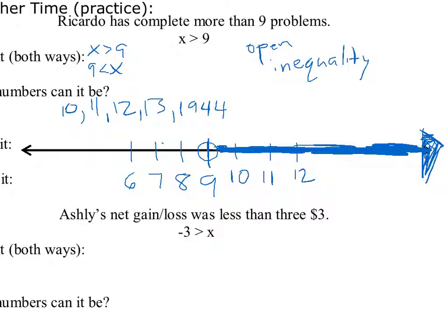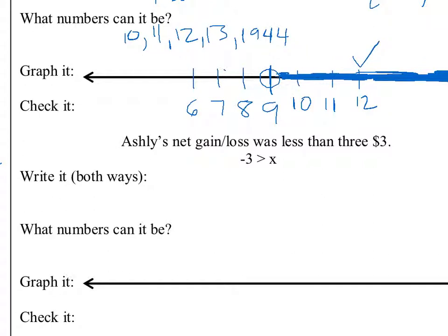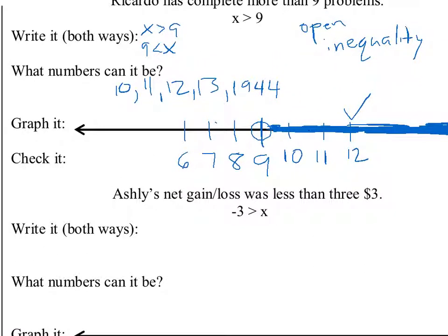Now we can check to make sure that we graphed this correctly. The way that we can do this is we can pick one of these numbers that we've shaded over. I'm just going to choose 12. I'm going to put a little check next to it, representing that's my check. Then I'm going to go all the way back to the original inequality up here. X is greater than 9. I'm going to plug that 12 in. So I'm going to put in 12 is greater than 9. Is that statement true? Is 12 greater than 9? Absolutely. Kip, yes.